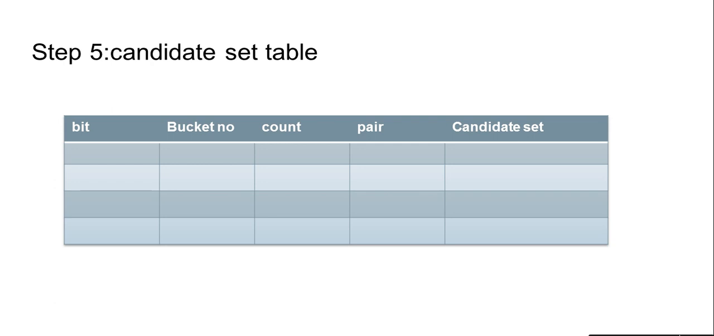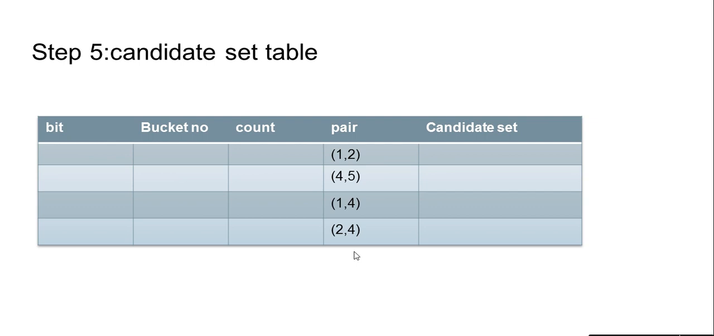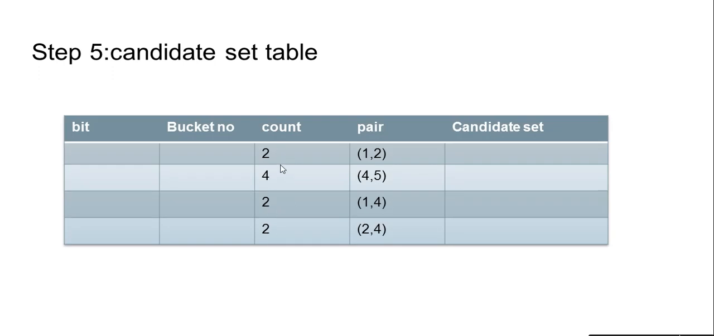Coming to step 5, which talks about the candidate set table. For this you have to make a table consisting of these 5 columns: bit, bucket number, count, pair and candidate set. Out of these, a few values you have already calculated. First is the pair. We already know which pairs are satisfying our condition. So first you will write down the pairs: 1, 2, 4, 5, 1, 4 and 2, 4. You also know the count of those pairs. So the next thing is you will write down the counts, which are 2, 4, 2, 2, as we have already calculated.